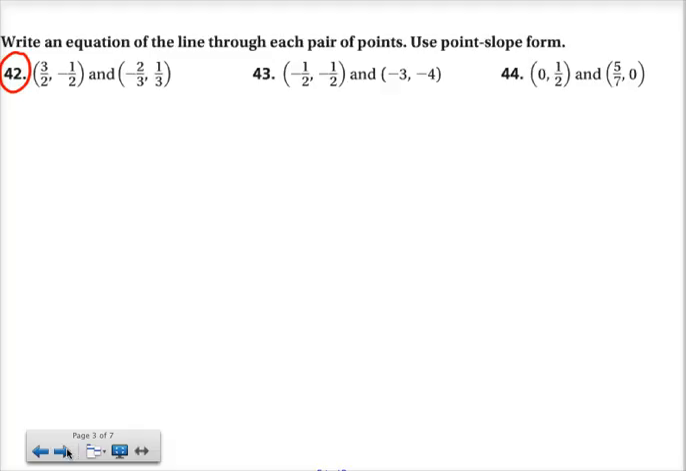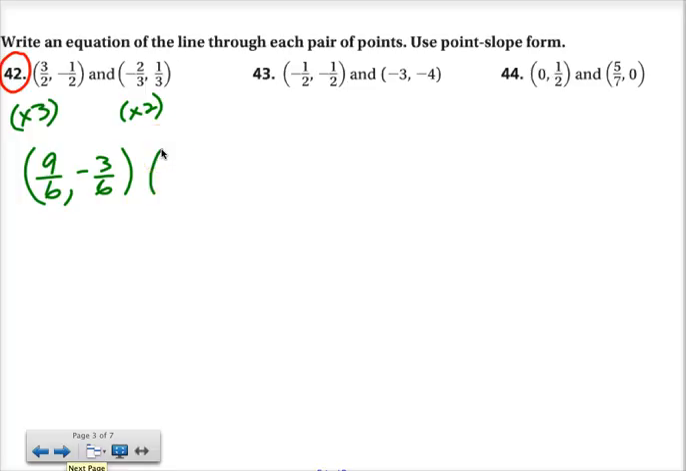In number 42, it says write an equation of a line through each pair of points using point slope form. We know whatever form we're using, we're going to have to find the slope. So the first thing I thought of when I looked at 42 was we need that common denominator again. So I would multiply this first fraction by 3 on the top and the bottom, and this second one by 2 on the top and the bottom to get this all in sixths. So this first will be 9/6, and then negative 3/6. And the second point would now be negative 4/6 and 2/6. And again, if you reduce those, you get right back to the original.